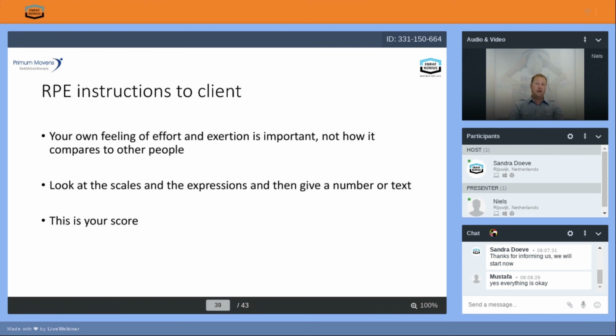It's the solitary feeling of the patient itself, and it's their own feeling of effort and exertion that is important for them to determine their intensity levels. You can't compare intensity levels and what people sense among different patients. So what is heavy for one patient can be very light for another patient. So this is only an exercise level determination for one patient. You should look at the scales and the expressions and then give a number or the text, like I said, and that actually is the score.